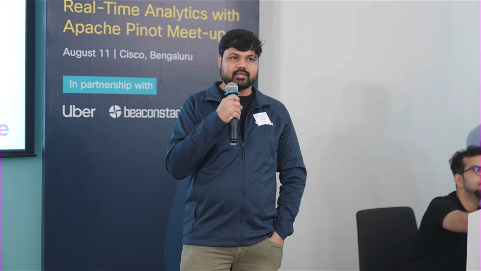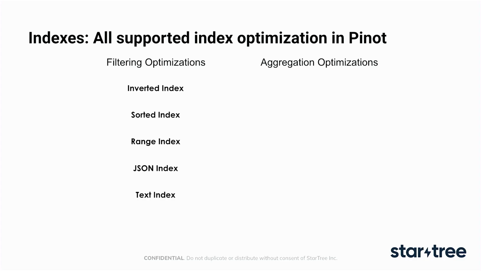Then we have text indexes, which is something like Elasticsearch offers. With text indexes, we basically allow users to search where a string is like ABC and similar queries. And then we have aggregation optimization. The aggregation optimizations I'll cover in the next slide.